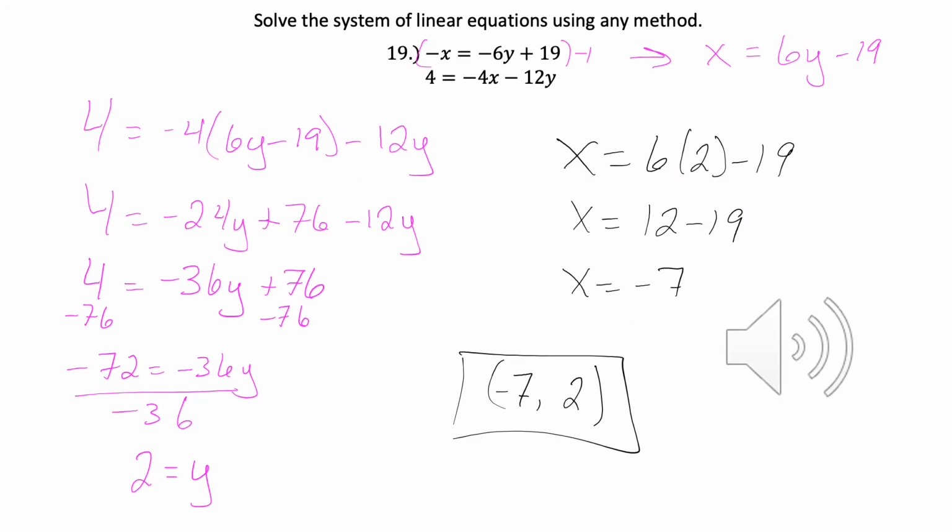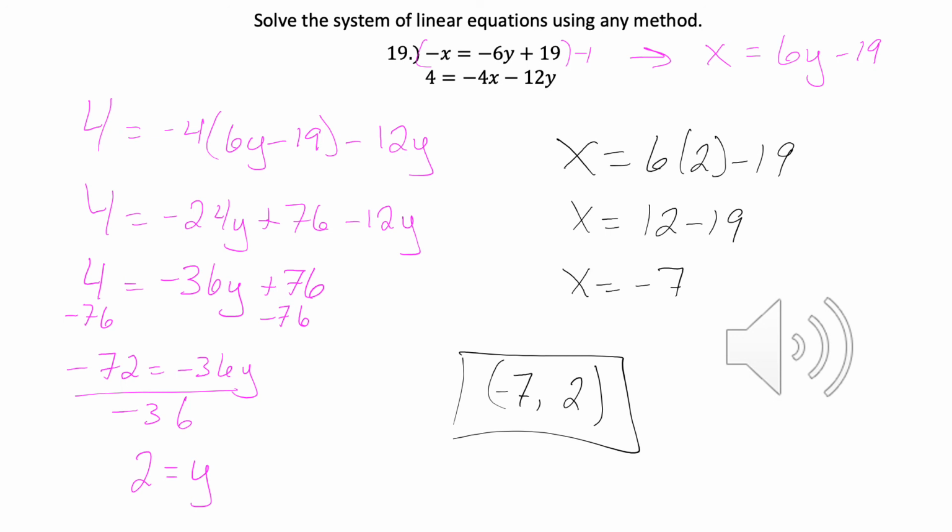Another system of linear equations: in this case, I used substitution because I already saw that the x or y value, x in this case, is by itself. I multiplied the first equation by -1, so I didn't have to plug in a negative x. So then I took x equals 6y minus 19 and plugged it into the second equation, distributed the -4, combined my like terms, and ended up getting y equals 2.